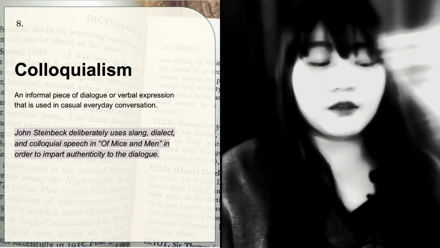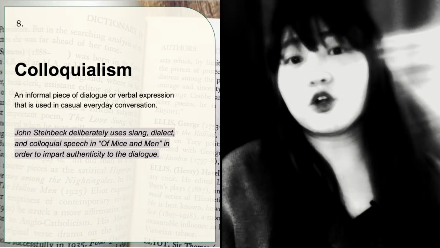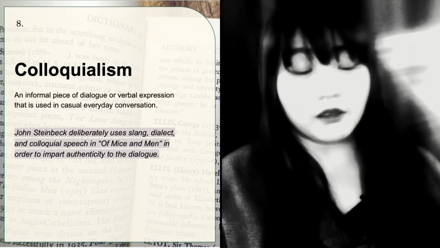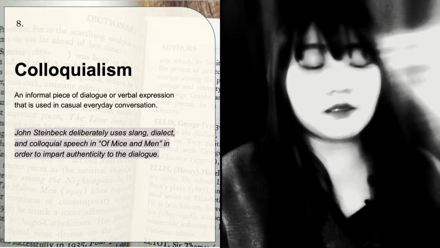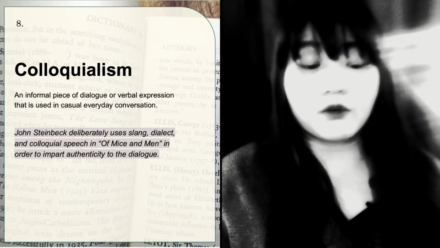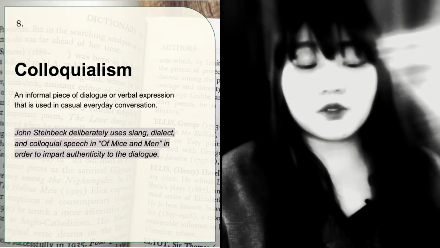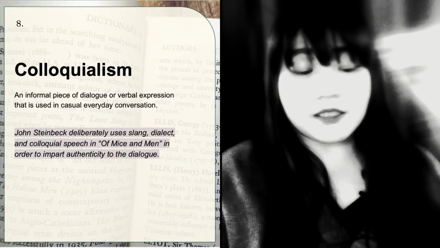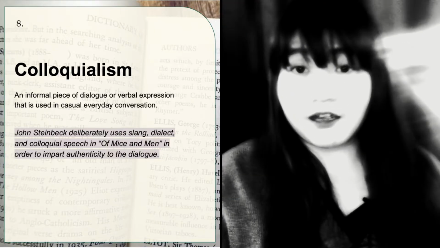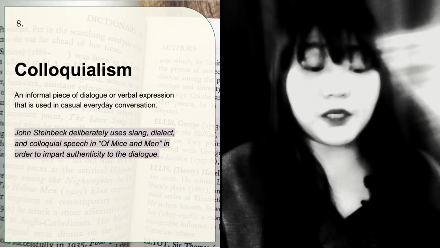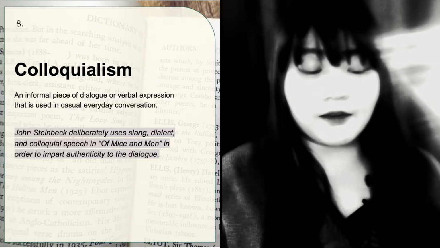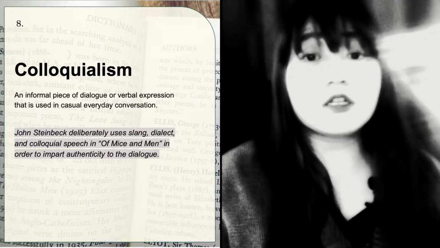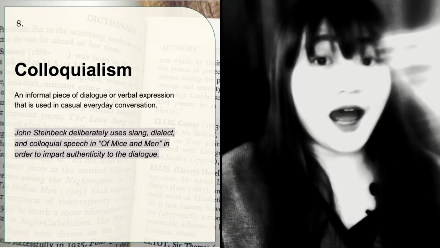Next, for literary device number 8, we have the term colloquialism. What is a colloquialism? A colloquialism is an informal piece of dialogue or verbal expression that is used in casual, everyday conversation. For example, John Steinbeck deliberately uses slang, dialect, and colloquial speech in Of Mice and Men in order to impart authenticity to the dialogue.